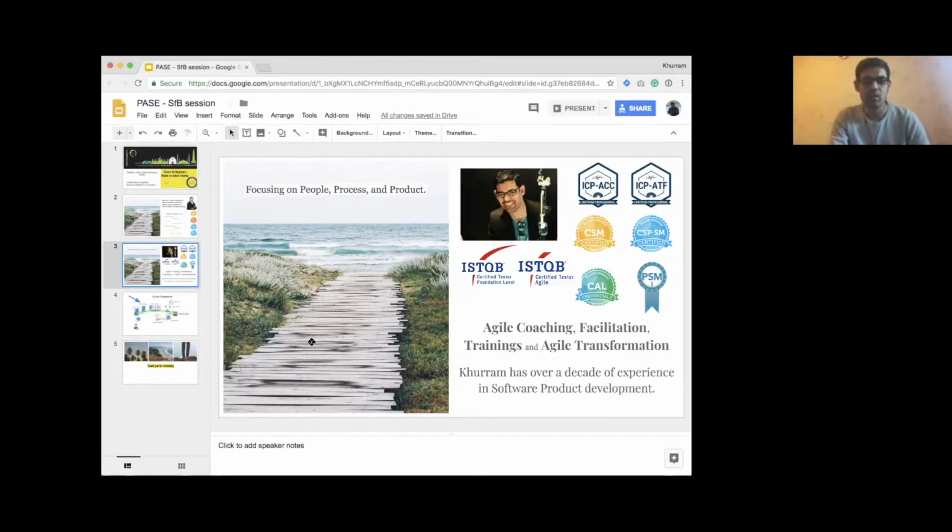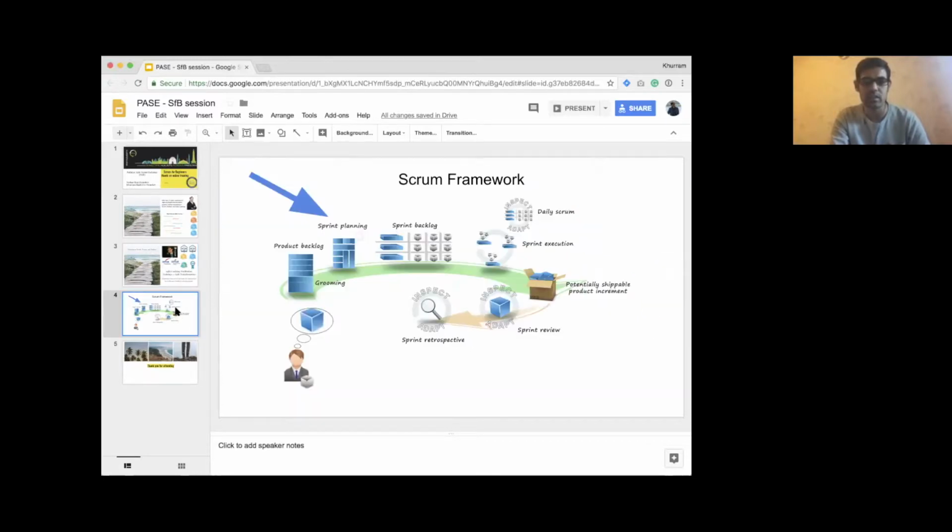Good. And now after the introduction, we can start with a bit of an overview about the Scrum framework. For those who are familiar, that is fine, and for those who are not, we'll just give an overview and then we'll jump directly into our sprint planning session.